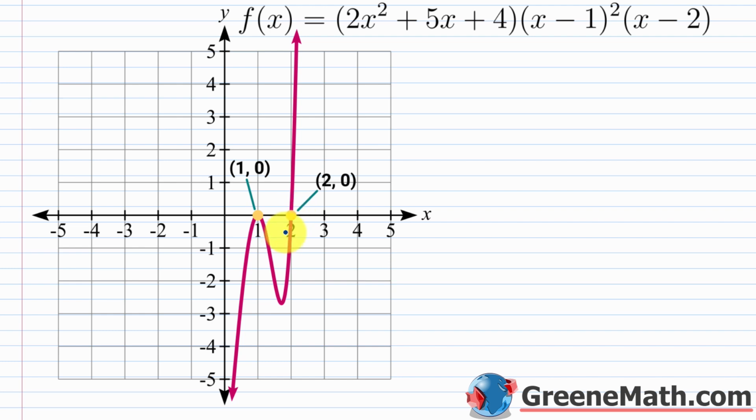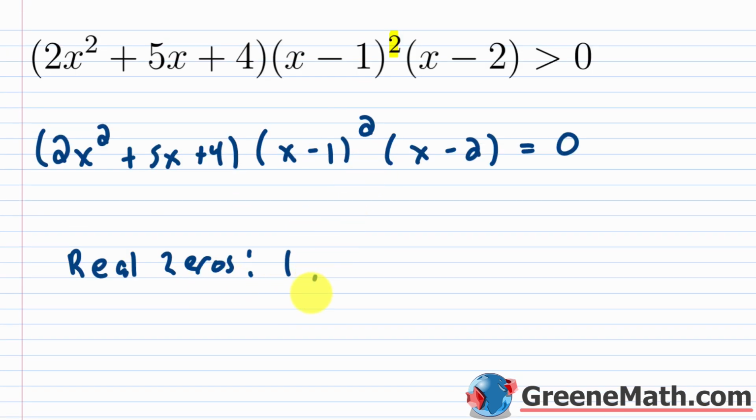The 2, 0, well, that one, the multiplicity is 1, so it just goes straight through. This side of it is negative, this side of it's positive. So again, we talked about that earlier. Let me go back. So the real zeros, we have 1, and then we're going to have 2. Now, what about this guy right here?